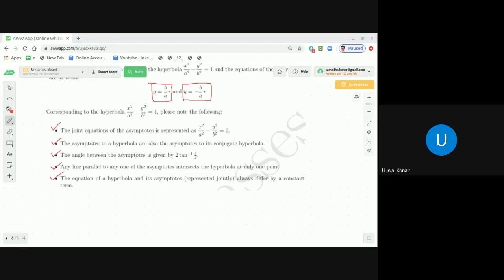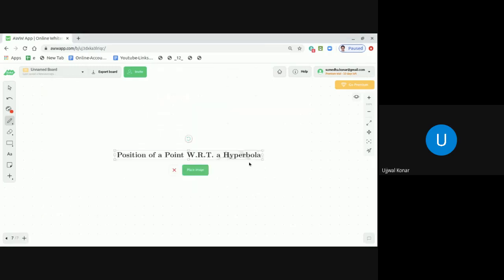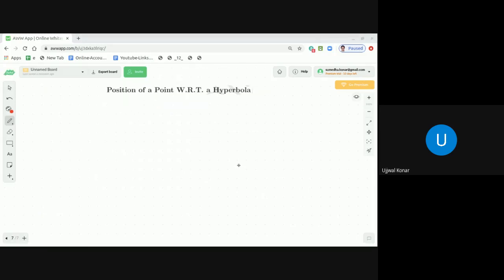The next point, dear students, that I'm going to discuss is the position of a point with respect to a hyperbola, and I'm going to discuss that in the next slide. Here it is slightly different, dear students. We already discussed the position of a point with respect to a circle, then ellipse, then parabola. But here, let's first understand what is meant by interior and exterior with respect to a hyperbola.